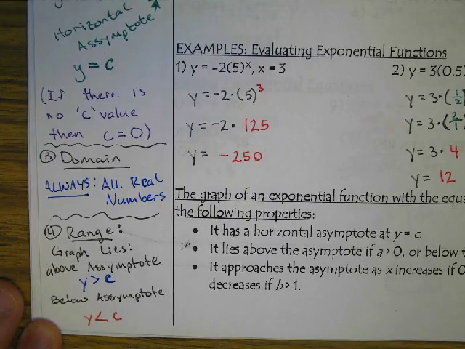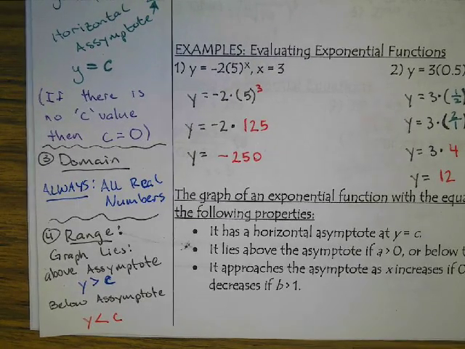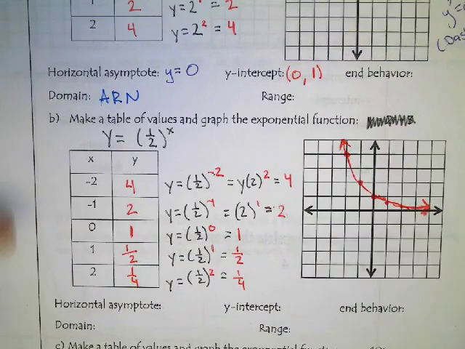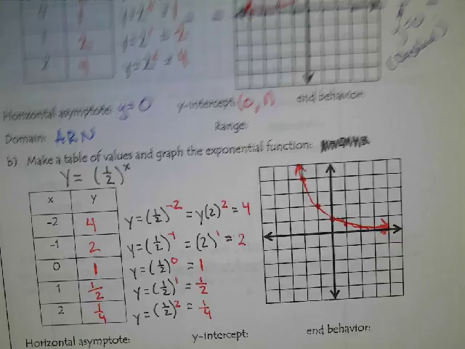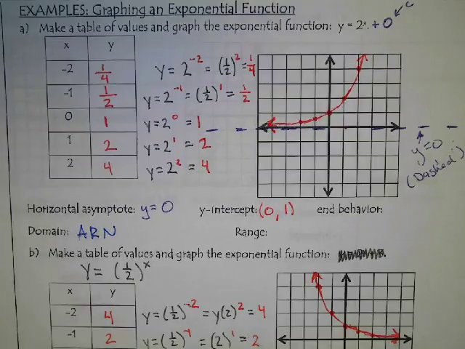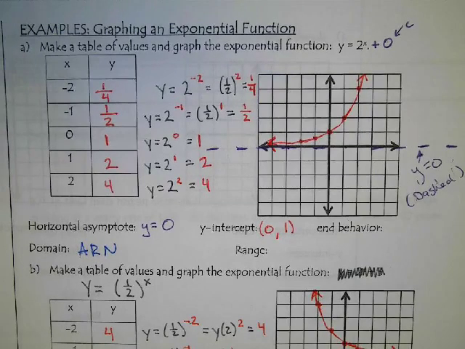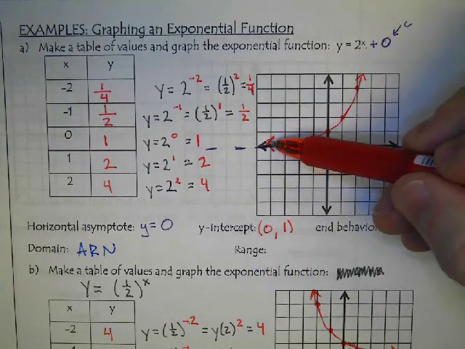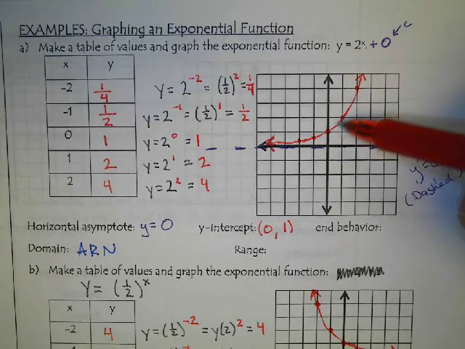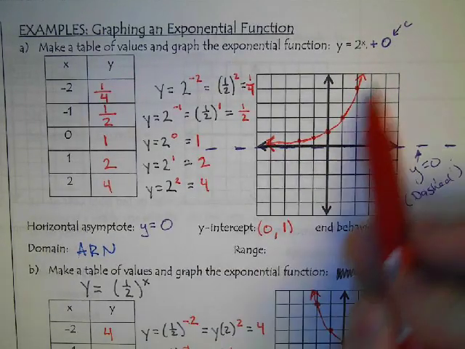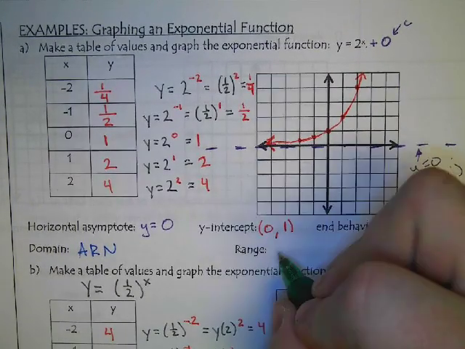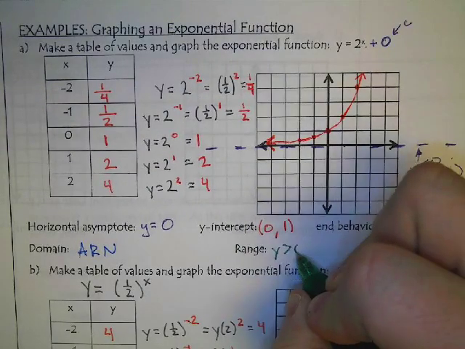So let's look at our example graph that we've been flipping to. When we're looking at this graph right here on A, our graph is above the asymptote. If we're thinking about just the y values, all these y values are greater than zero. Every single y value is above the asymptote. So we can say that our range is y is greater than zero.